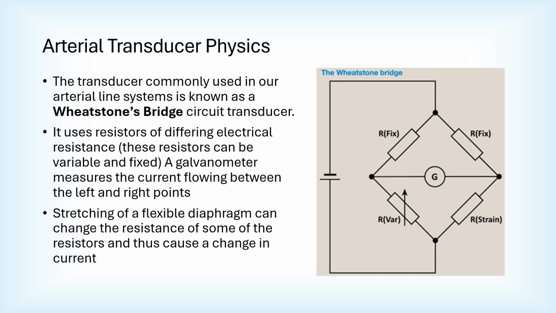It uses resistors of different electrical resistance: two fixed, one variable, and one determined by change in pressure. When the top known resistors equal the bottom, then zero current flows through the galvanometer, G. However, when pressure is applied via fluid column, a flexible diaphragm stretches, which then changes the resistance of the variable and unknown resistor.